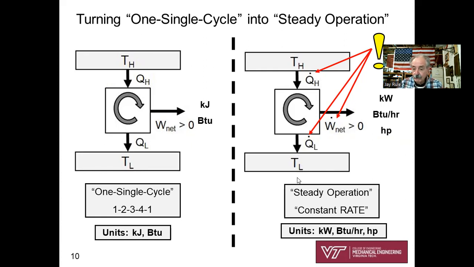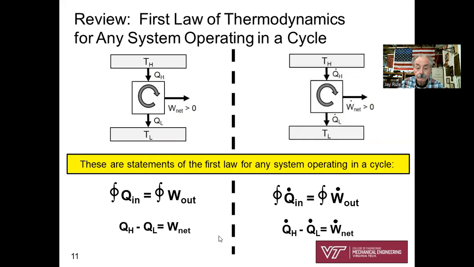Similarities: TH and TL, heat reservoirs. Both are systems operating in a cycle. Over here on the left, one single cycle of operation with units of kilojoules. Over here, running 24/7, steady state, steady flow at a constant rate, with units of kilowatts, or BTUs per hour, or in terms of power output, horsepower. I hope that makes you feel a little more comfortable going from textbook to real world and back and forth. Both are extremely important. Both are very valid.